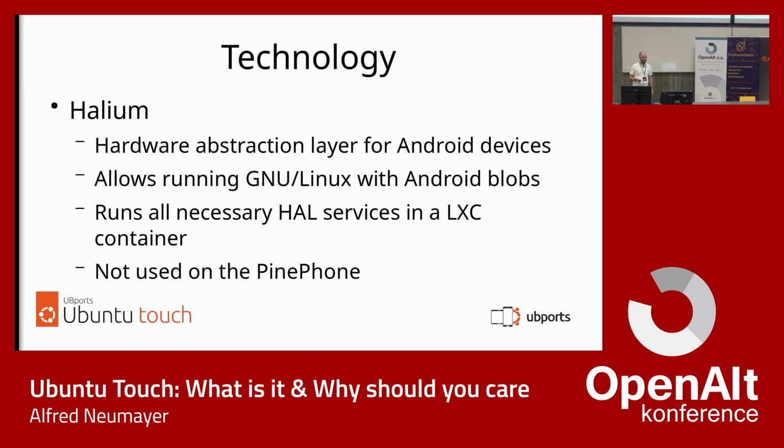Next up is Halium. Halium is the hardware abstraction layer that we use for Android devices. This is what the relationship between Android and Ubuntu Touch on Android-based devices looks like. Halium is basically a container which runs the Android blobs as if it was running Android. Only the C++ and C bits, no Java at all.